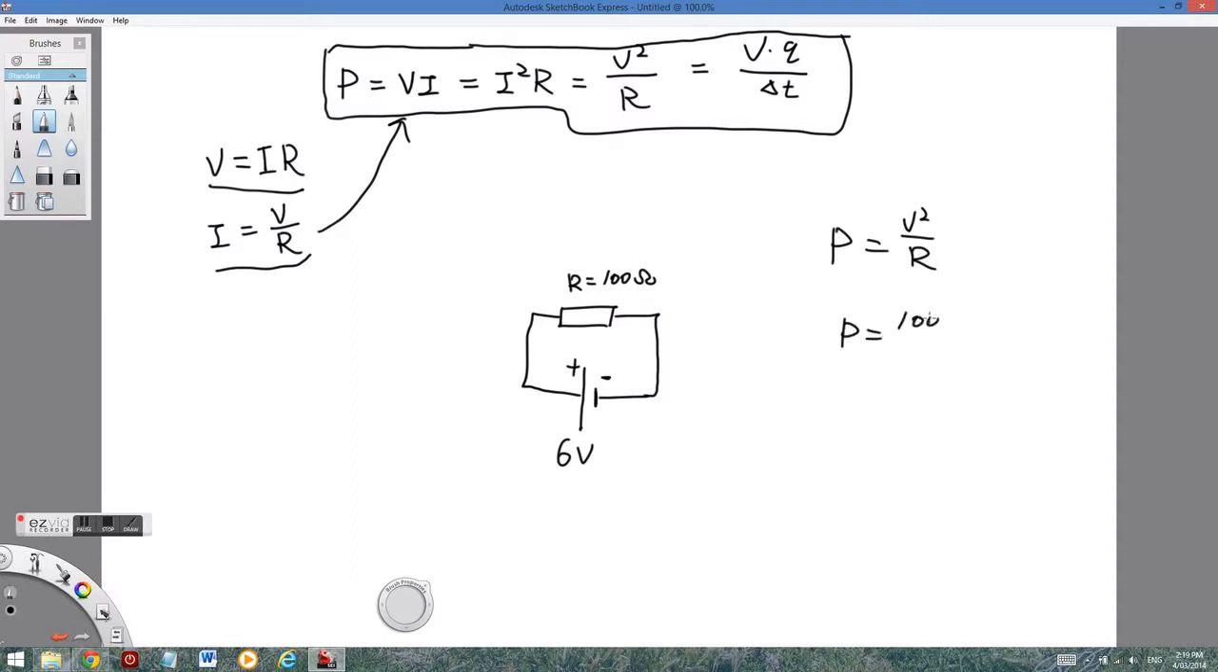The power is 6 squared divided by 100, which is going to be 0.36 watts, or 0.36 joules per second. Just for your information again, 1 joule of energy is the energy you need to lift an apple from the ground to 1 meter above. That's what 1 joule of energy means.